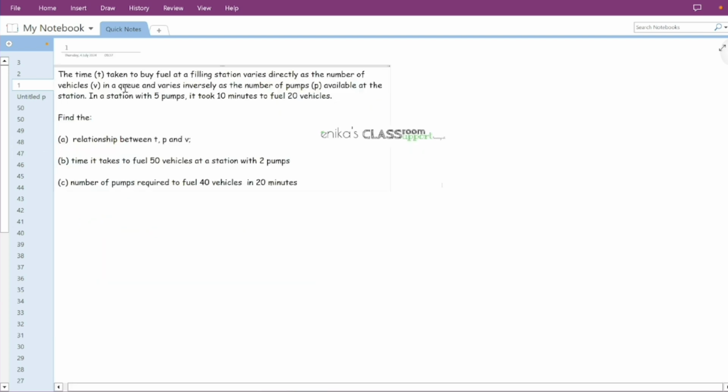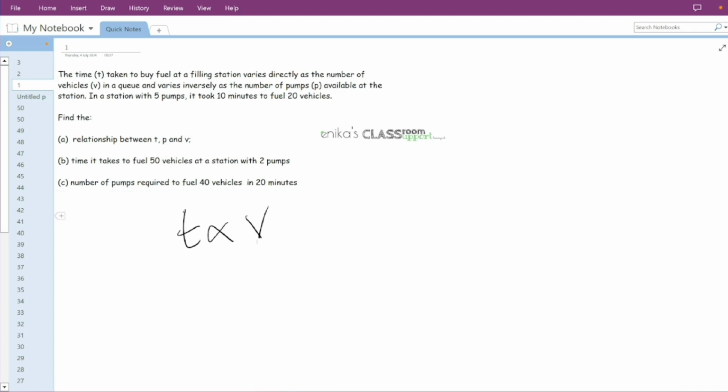Now, the time T taken to buy fuel at a filling station varies directly as the number of vehicles V. So we know our joint variation will write our T varies directly as V, that's number of vehicles in the queue, and varies inversely as the number of pumps P. Then times, when it's joint variation, the variables on the other side are linked by multiplication, so we have it as times 1 over P since it is inverse.